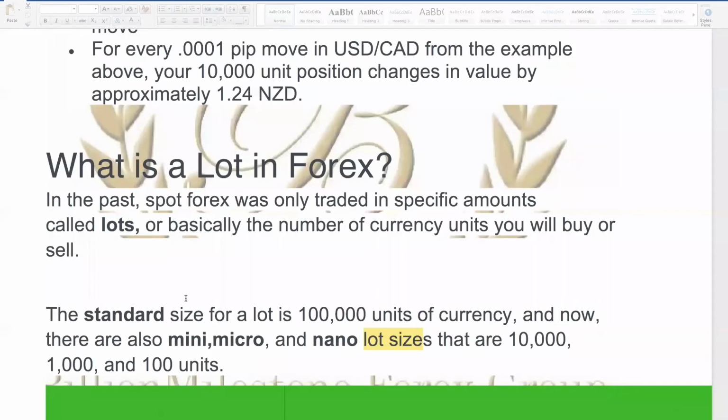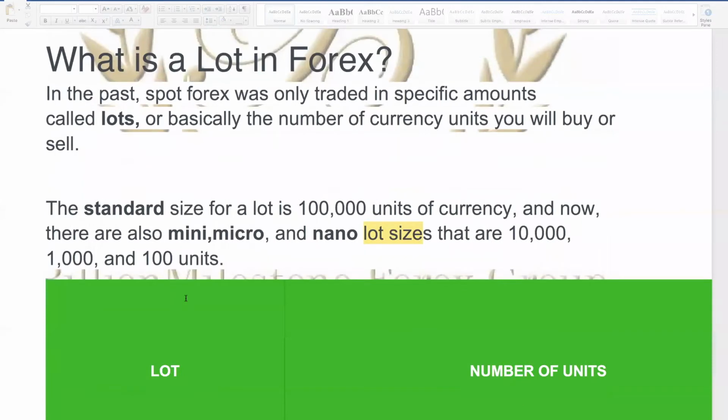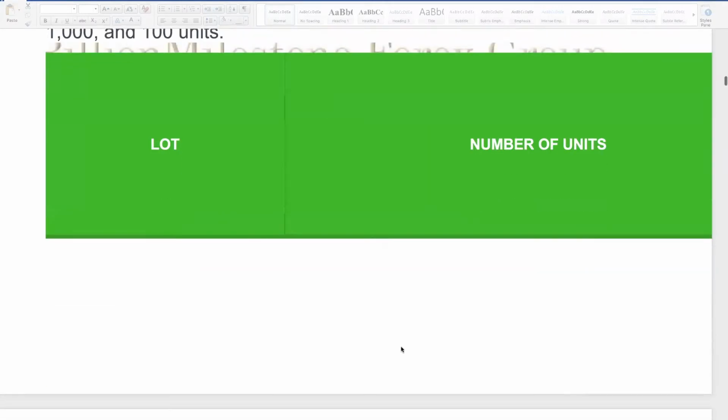What is the lot size? In the past, the spot forex market only traded in specific amounts called lots, or basically the number of currency units you will buy or sell. The standard size for a lot is 100,000 units of a currency, and now there are also mini, micro, and nano lot sizes that are 10,000, 1,000, and 100 units. So lot and number of units.